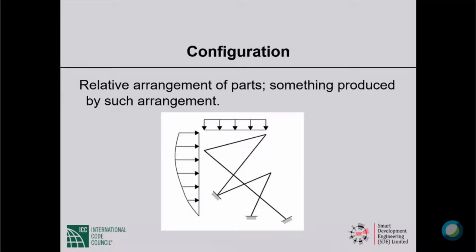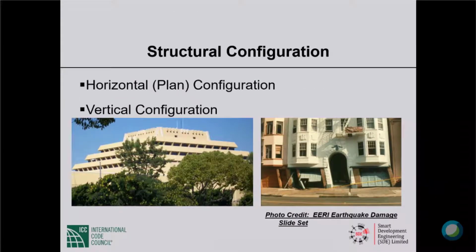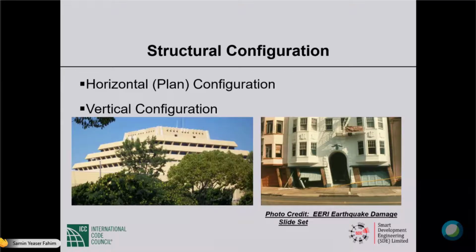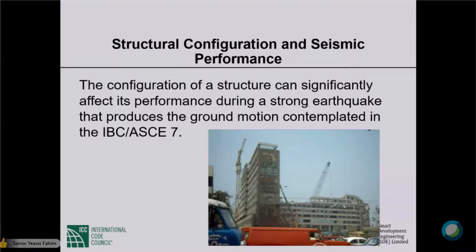So this structural irregularity discussion starts with configuration, structural configuration. The word, if you look it up in the dictionary, says relative arrangement of parts. Something produced by such arrangement of parts. Okay, that's configuration. For our purposes, we talk about horizontal or plan configuration, how parts are arranged in plan, and then vertical configuration, how parts or structural members are arranged along the height of a building. Okay, both are of concern to us as structural engineers.